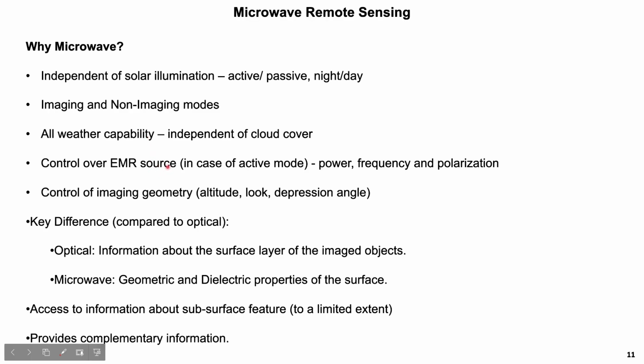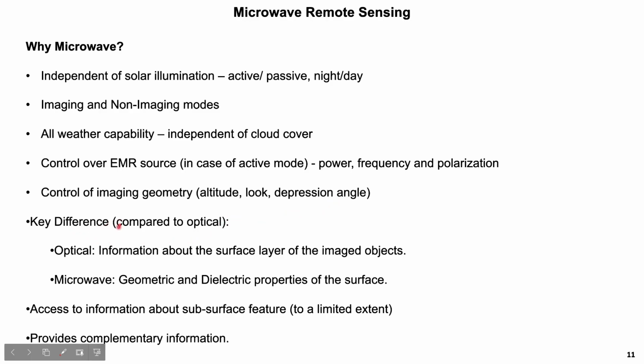And here we have control over the electromagnetic radiation source in the case of the active mode. So our input power, frequency, polarization, all this can be changed. And we can also control the imaging geometry. So we can adjust our altitude, our look, and the depression angle, and we can get our own custom images.